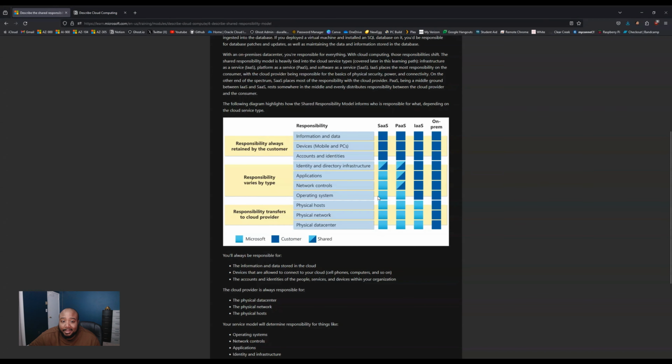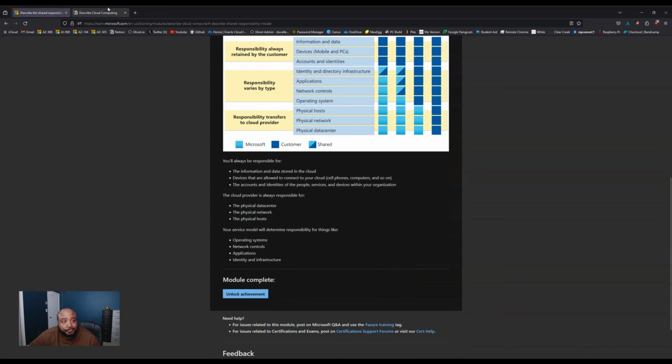So in this method, you see the operating system for platform as a service is on the onus of the service provider. Everything else is shared in this method. The network controls, applications, and identity infrastructure are shared by the consumer and the service provider. But in all scenarios, the consumer is responsible for the accounts and identities, devices, and information and data. So that's pretty much this one. Let's go to the next one.